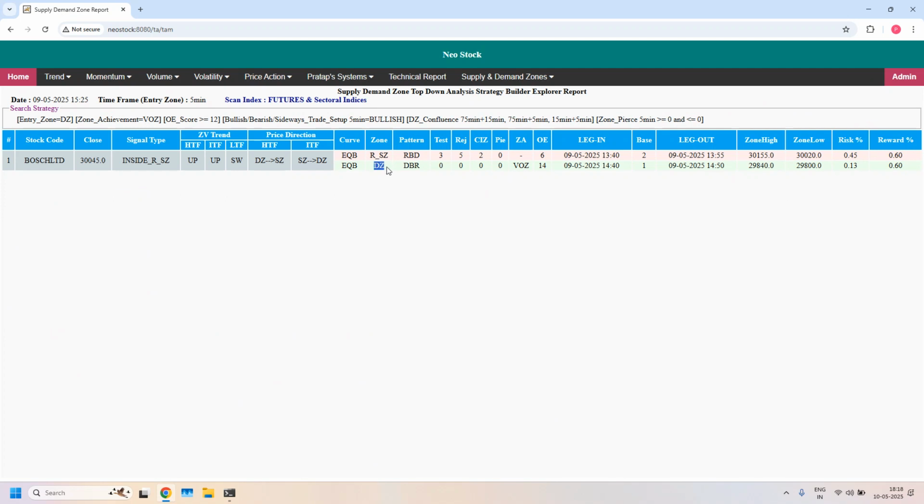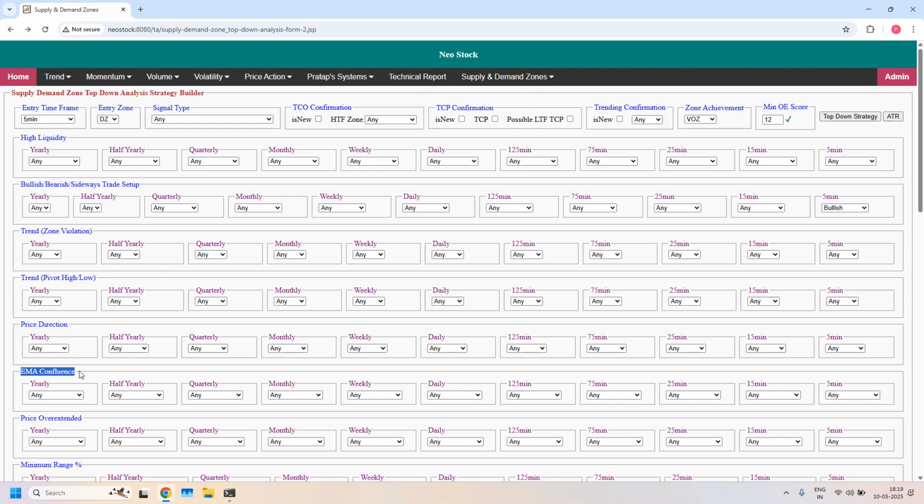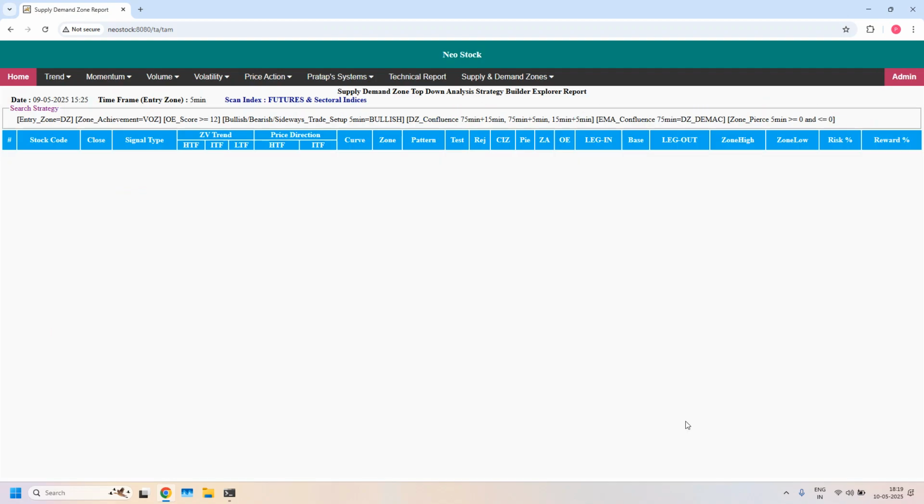And in this, the 5 minutes demand zone is overlapped with 15, both together are overlapped with 75 minutes demand zone. And 75 minutes trend is up. Let's check if this demand zone is having any daily EMA, that is, 75 minutes demand zone having daily EMA confluence. So it is not having any EMA confluence. So this is the bullish trade setup for hourly income trade.